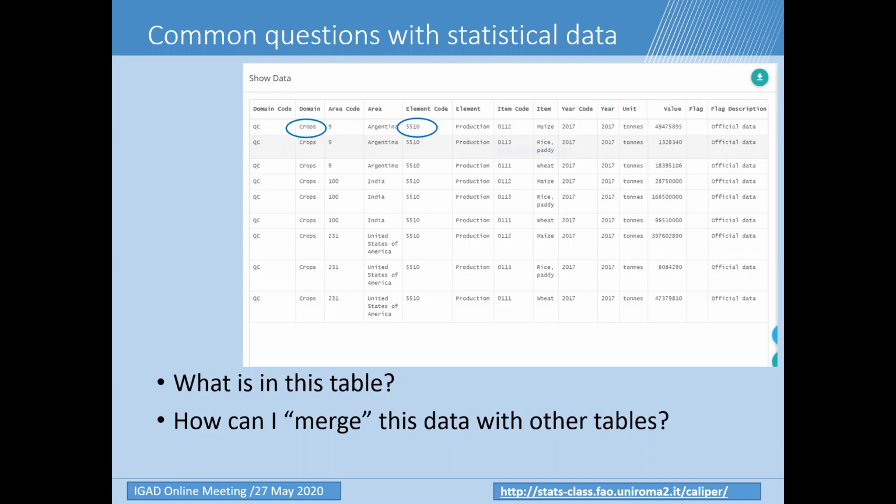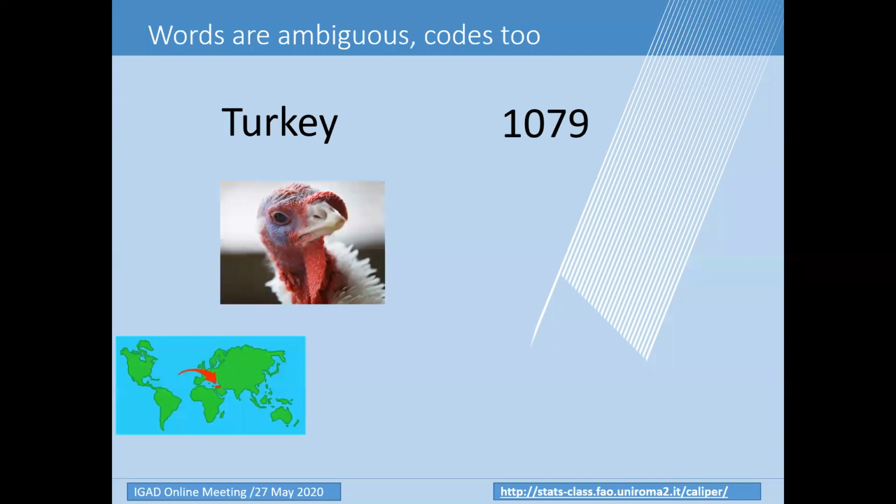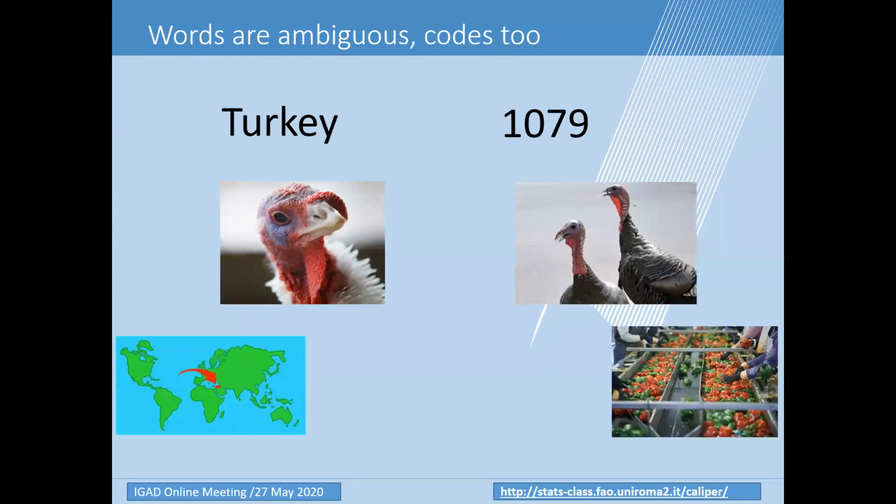We should start with the question that, just like words, codes are ambiguous. So Turkey, we know, can be a bird or a country. And also a number like 1079 happens to be a statistical code within some statistical classification for turkeys in CPC and manufacturing in another classification.